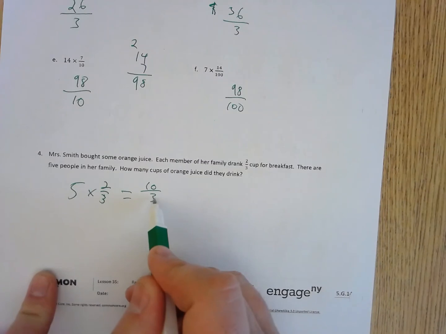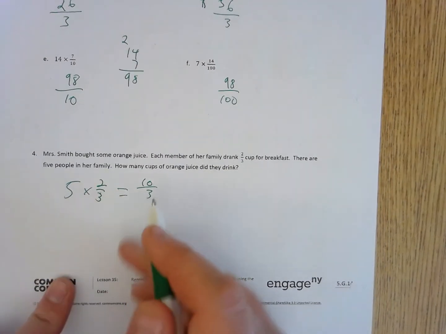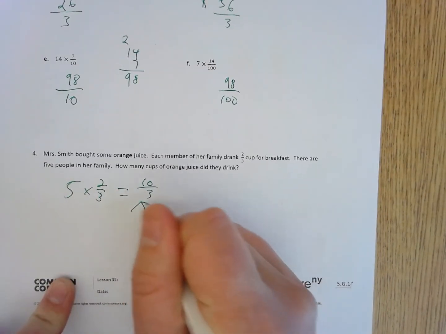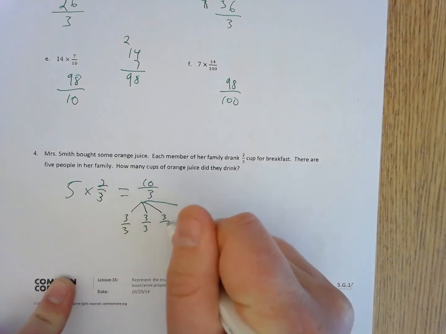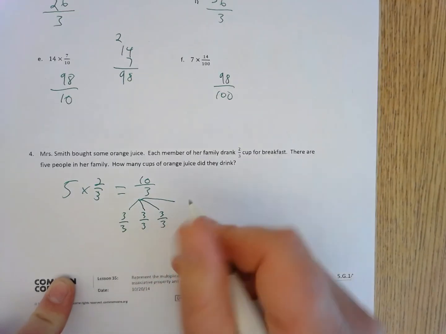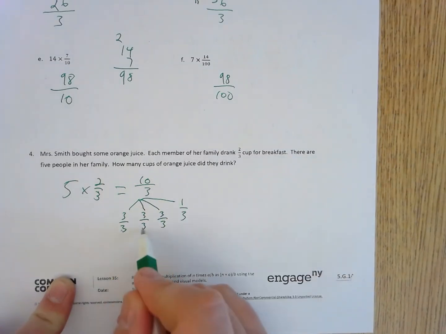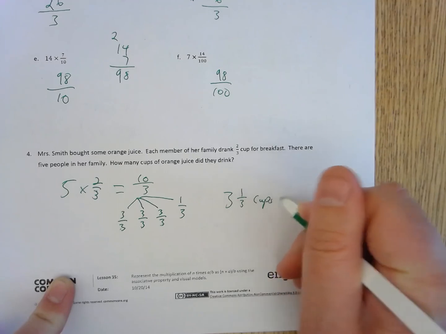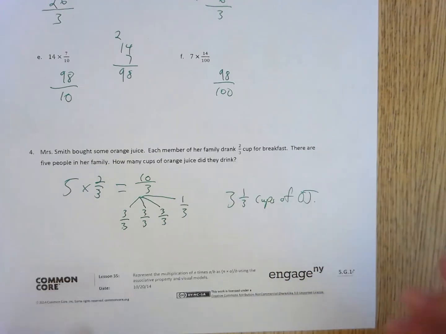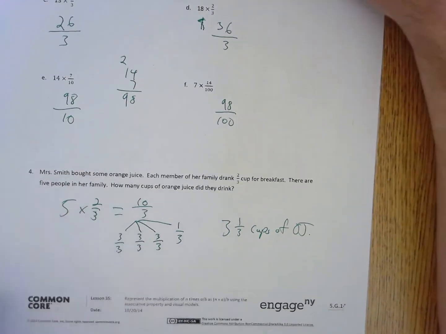10/3, so we can break this down into a mixed number. So we have 1 3/3, we have 2 3/3, we have 3 3/3, so that gives us 9/3, and there's 1/3 left, so that's 1, 2, 3. So 3 1/3 cups of OJ. And that is Module 5, Lesson 35 homework.